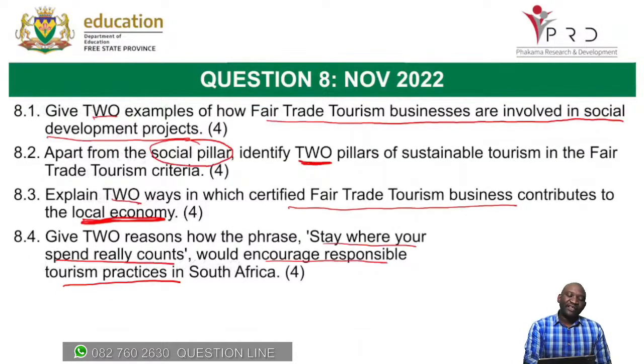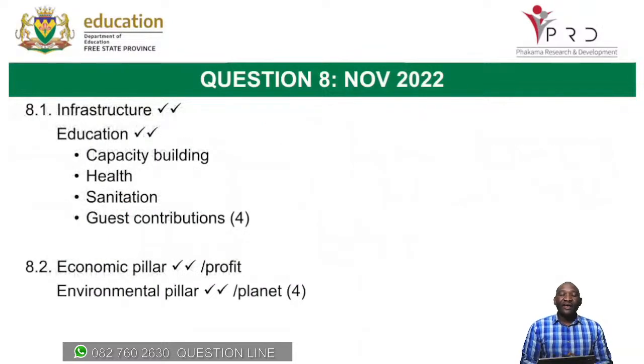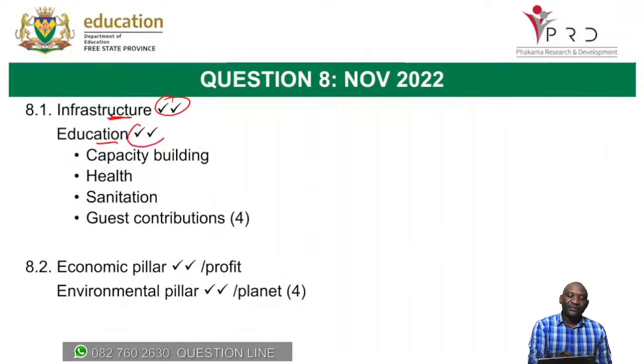The first one is really easy. 2 examples of how fair trade tourism businesses are involved in social development projects, right? So the projects are already listed on that part of the question: education, capacity building, and all of them are just listed like that. So now the trick with this question is that if you gave one response, you're actually given 2 marks for that. So if you fail to give a response, or you fail to identify or understand what you're supposed to do, you could have actually easily lost 4 marks, right?